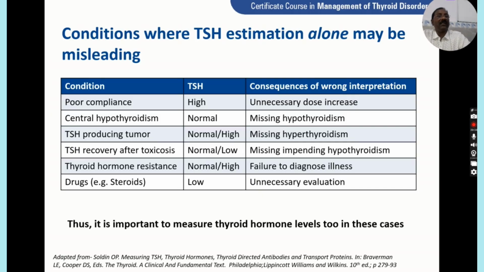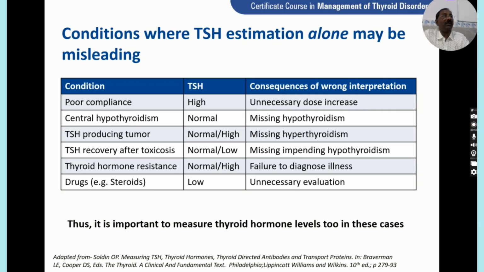In central hypothyroidism, the TSH will be normal, so they miss the hypothyroidism. You thought TSH is normal, but if you check the T3 and T4 levels, they will be very much reduced. So that indicates that it is central hypothyroidism.